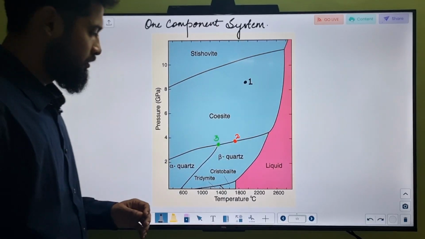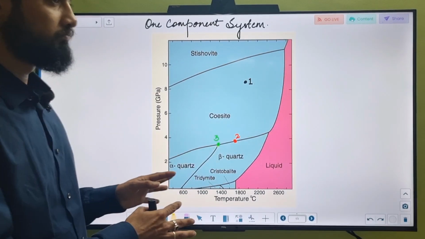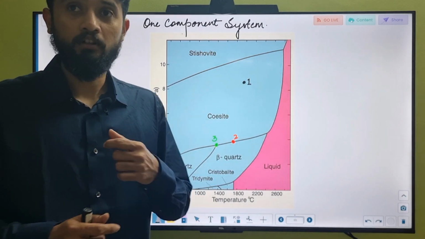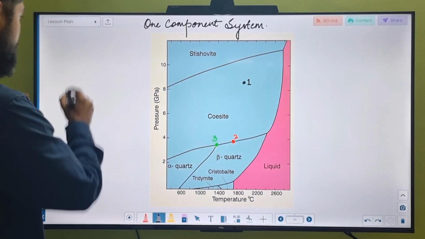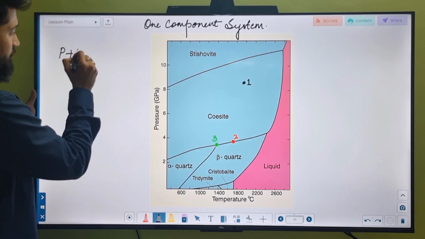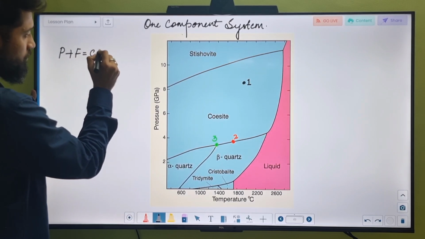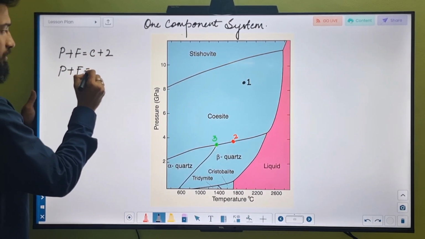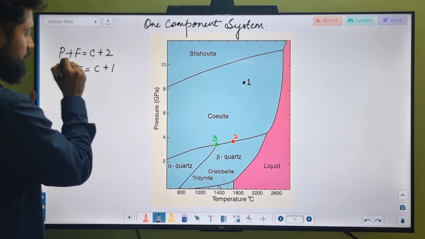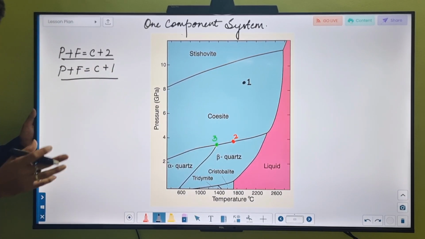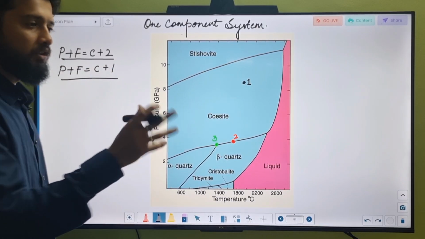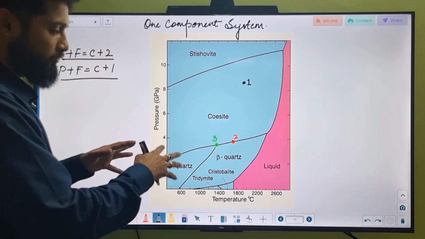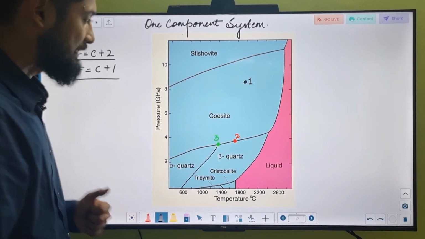Okay, so before moving to this, I hope you all have gone through the video of the phase rule where we discussed P plus F is equal to C plus 2 and P plus F is equal to C plus 1, these both conditions. So if you have not gone through that video, please go through that video first, then you can move on to this so you will understand it clearly.